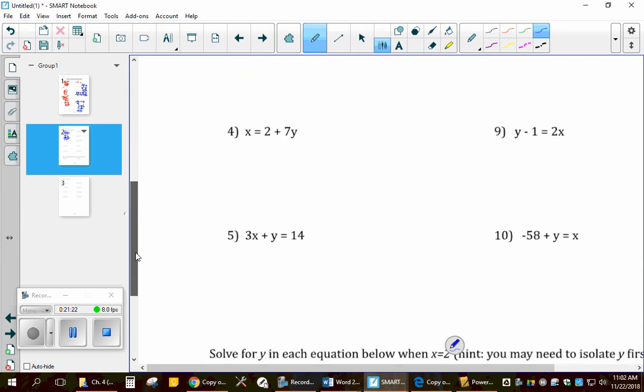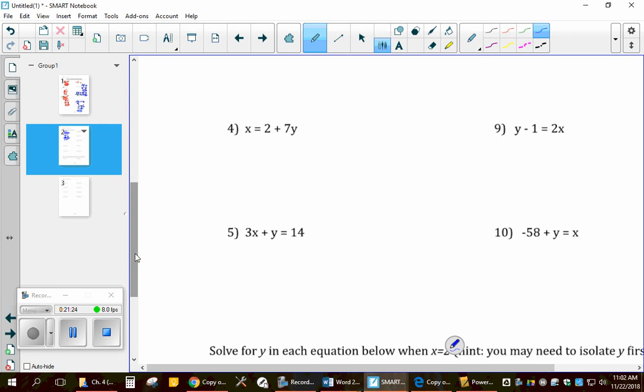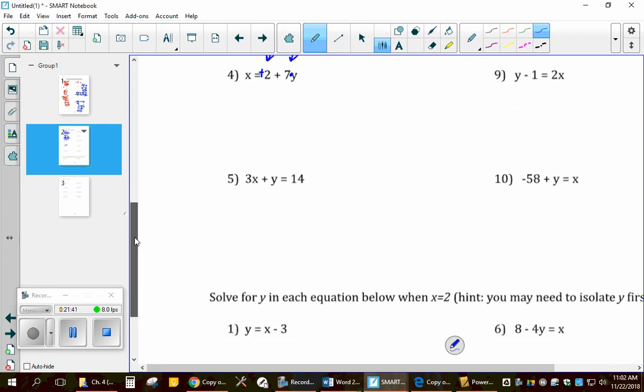Okay, I'm going to let you guys do number 4 as well. So I get rid of this 2, and then I get rid of the 7. So just remember, do the inverse operation. So this is really like plus 2, right? So what would you do? This is really like times 7 times y. So what would you do? Okay, I'll let you do 5 as well.